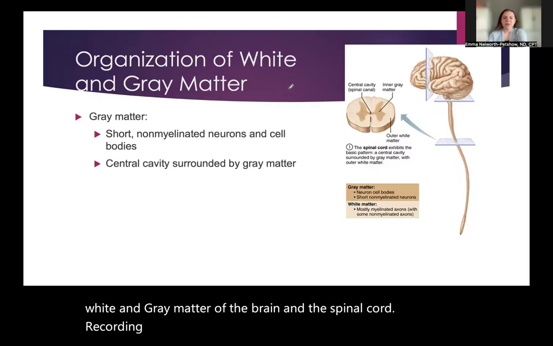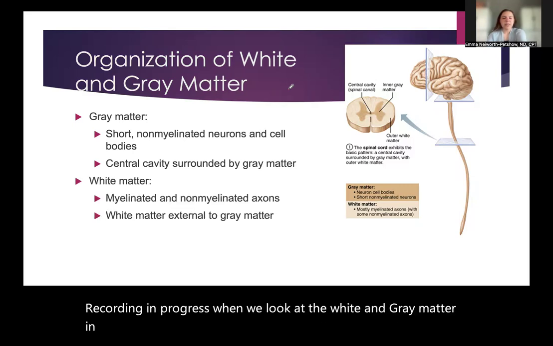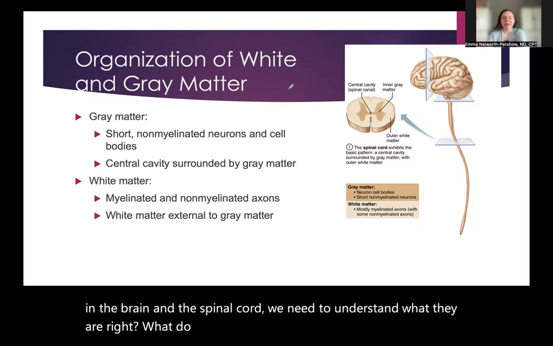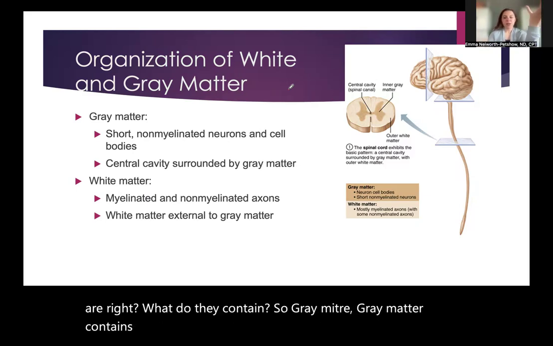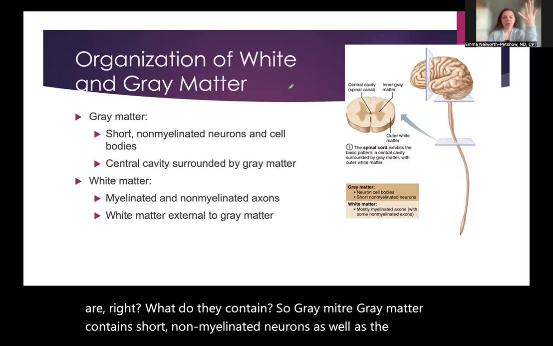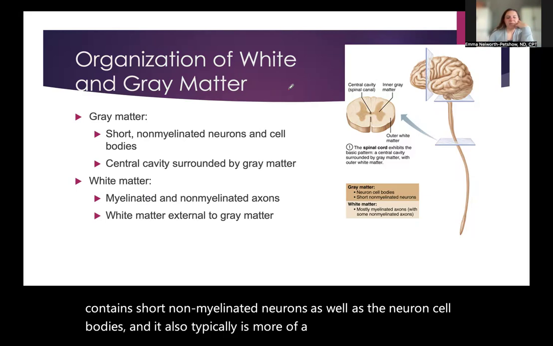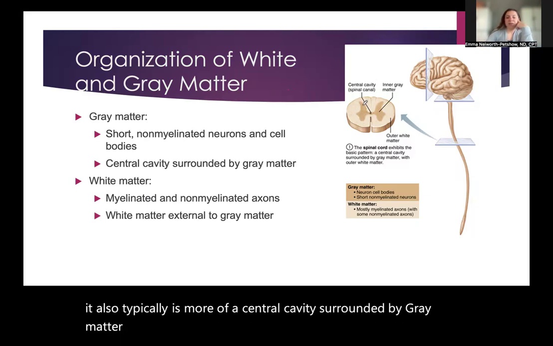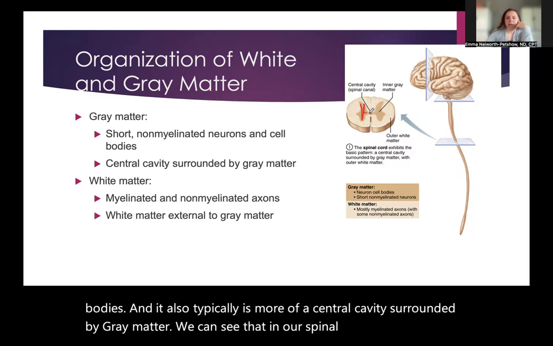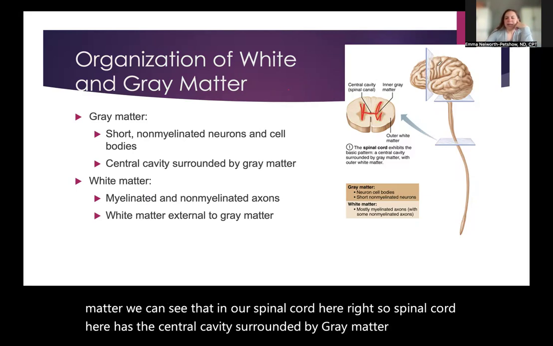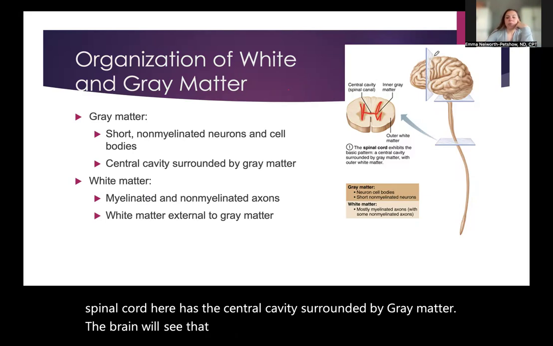When we look at the white and gray matter in the brain and the spinal cord, we need to understand what they are, right? What do they contain? Gray matter contains short, non-myelinated neurons, as well as the neuron cell bodies. It also typically forms a central cavity surrounded by gray matter. We can see that in our spinal cord here, right? The spinal cord has this central cavity surrounded by gray matter. In the brain specifically, the outer component consists of gray matter.